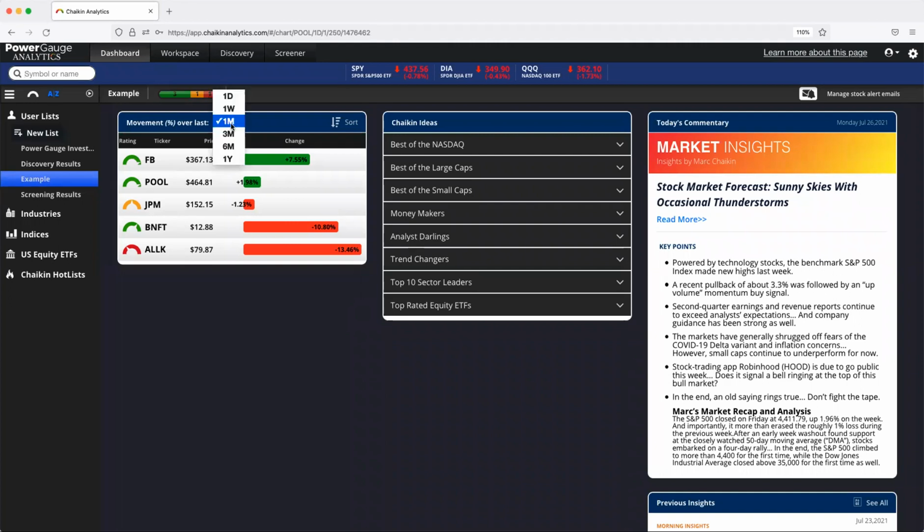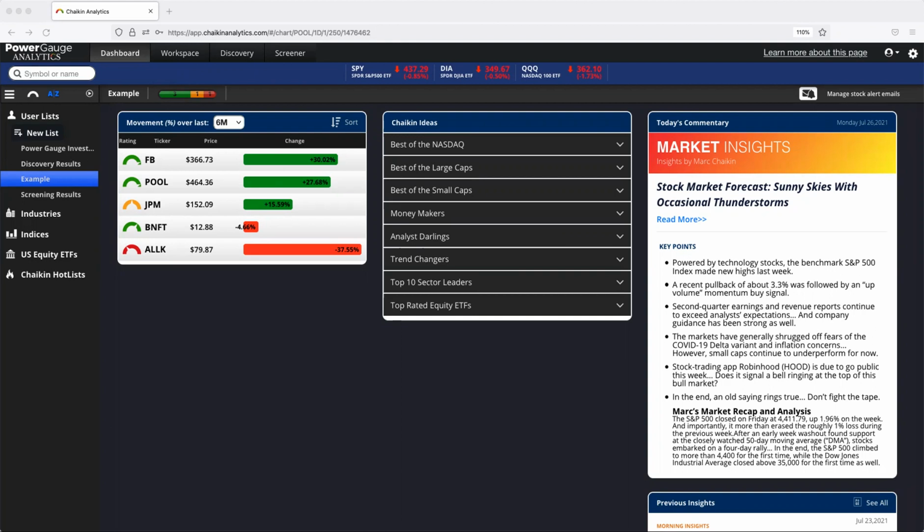This typically defaults to showing you performance today over the last one day, and you can change this around over different periods of time. This works on any list in the Power Gauge Analytics tool. That includes, by the way, the Power Gauge Investor portfolio provided by Marc Chaikin in the newsletter, which lives here as well. It also includes industry groups, indices, ETFs, and hot lists, which are other types of ideas lists available for you. These lists and how they work are explained in more detail in those training videos we just discussed.